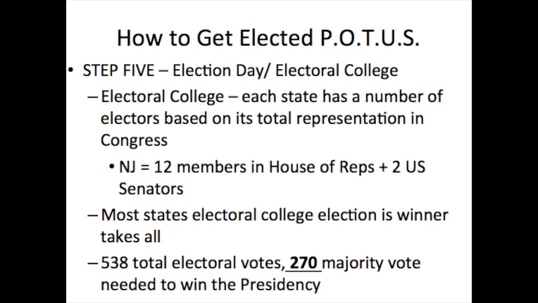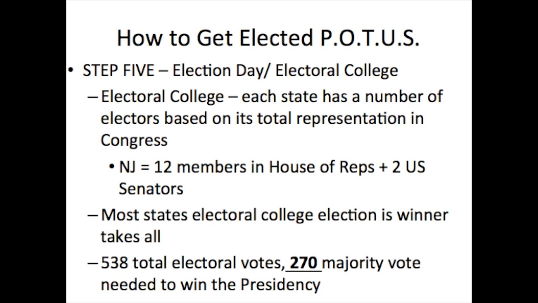Each state has a number of electors based on its total population or total representation in Congress. So, New Jersey has 12 members in the House of Representatives and 2 U.S. senators. 12 plus 2 equals 14. If you looked on the previous map, it showed California having 55 electoral votes. Well, that's because they have 53 members of the House of Representatives and 2 senators. If you look at states with small populations like Wyoming, they have two members of the U.S. Senate and only one member of the House of Representatives because their population is so small.